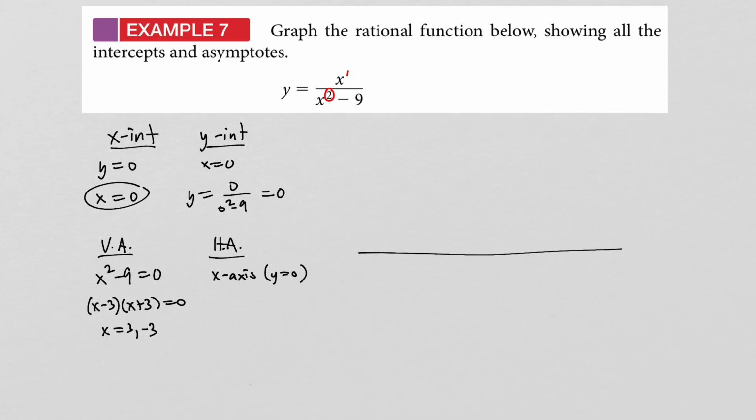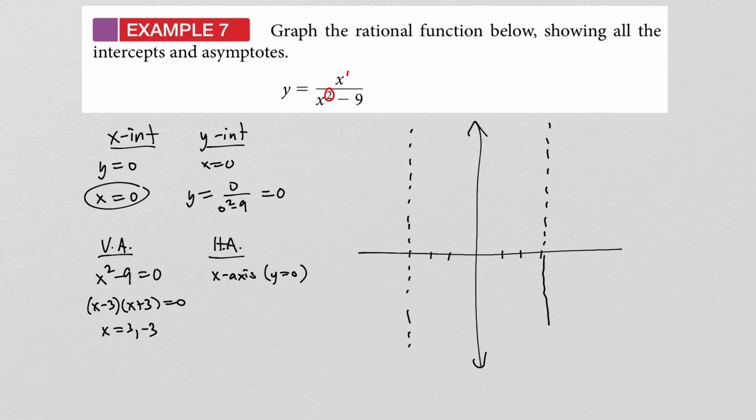So when I go to graph this, I have a vertical asymptote at x equals 3, a vertical asymptote at x equals negative 3, okay. I have a horizontal asymptote, which is the x-axis, which is right here. And then I have some points. My x-intercept is x equals 0. My y-intercept is y equals 0, which is the same point.